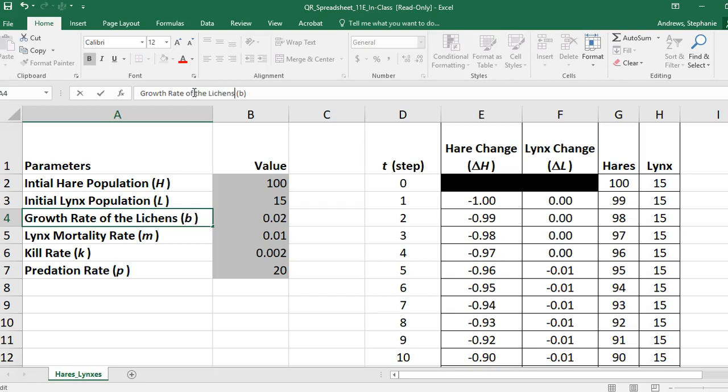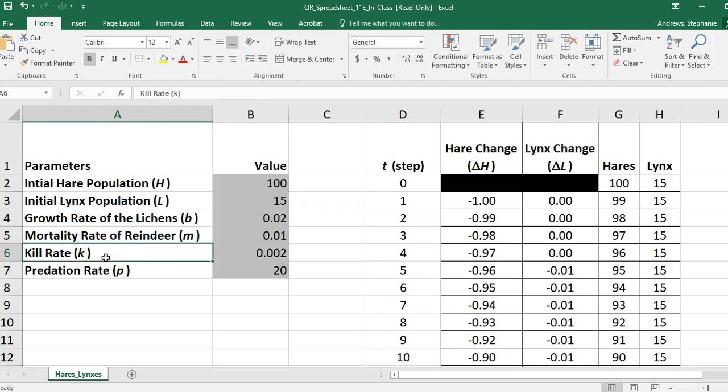Part B, the mortality rate of the lynxes. The lynx mortality rate. What is similar to the lynx is dying off, and what's similar to that would be the mortality rate of reindeer. And I'll just put mortality rate of reindeer.